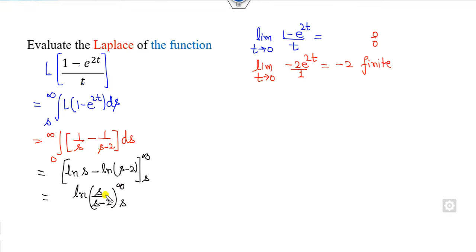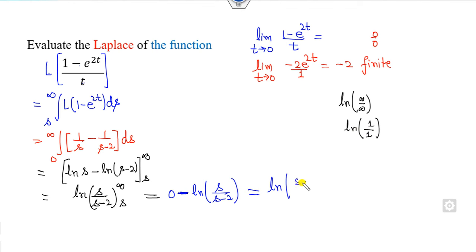Fine. When you substitute infinity, it will be an infinity by infinity form. Then I can apply L'Hopital's rule. It's 1 over 1, and ln of 1 will be 0. So this part is 0 minus, when you substitute the lower limit, it is ln of s over s minus 2, which I can write with a minus sign. I can adjust it by changing the sign, by swapping the numerator and the denominator, and that is the right answer of the problem.